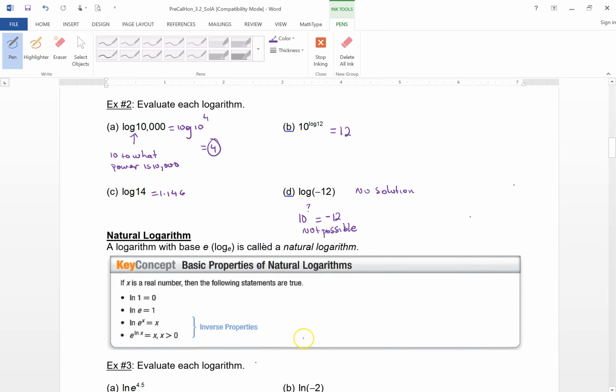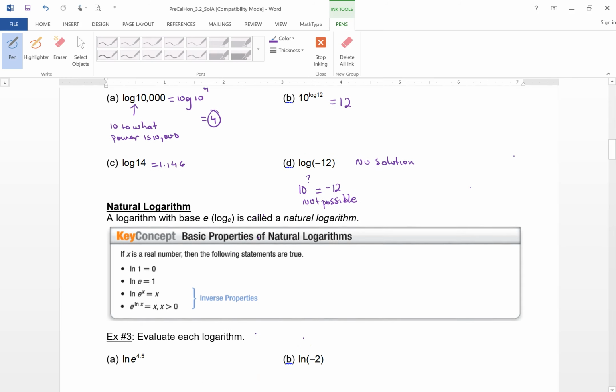Okay. Now, a natural logarithm. Okay. 10 is the favorite base of the log. However, e is the natural base of the log. It's like e and logarithm were soulmates. Okay. And when they're together, it's just natural for them to be together. Log and e just go together. So a logarithm with base e is called a natural logarithm.